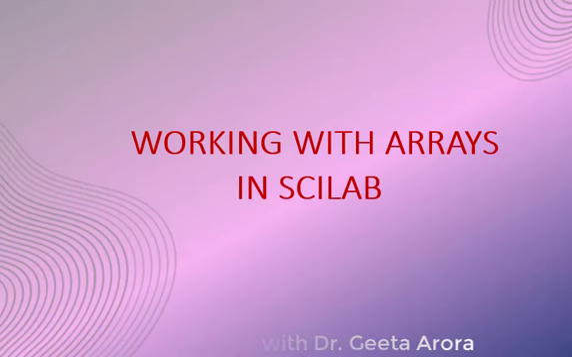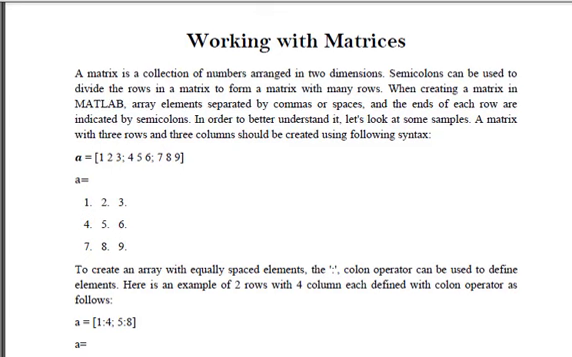So let's start learning. So what a matrix is, if we talk about array, it is also known as a matrix. Matrix is a collection of numbers arranged in two dimensions. Here we have taken an example of a matrix that has 3 rows and 3 columns, and you can see how we have defined it.